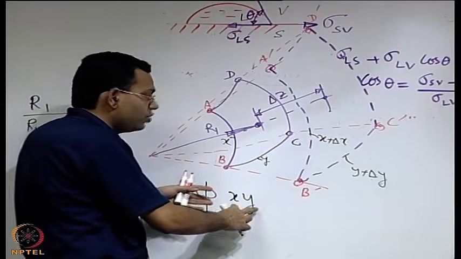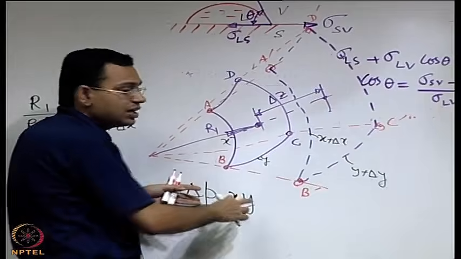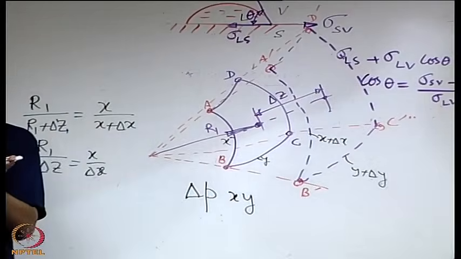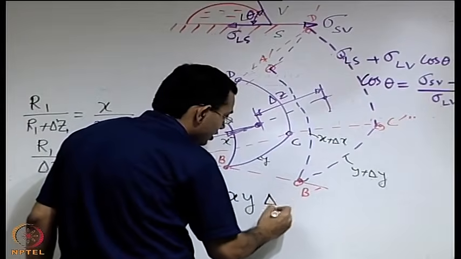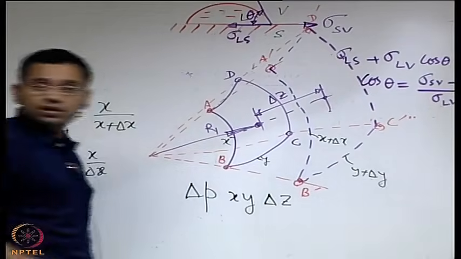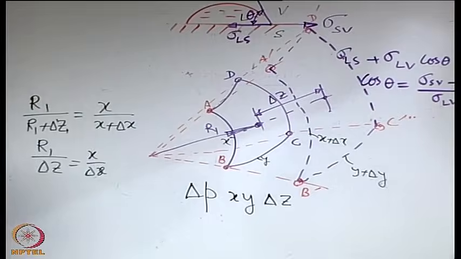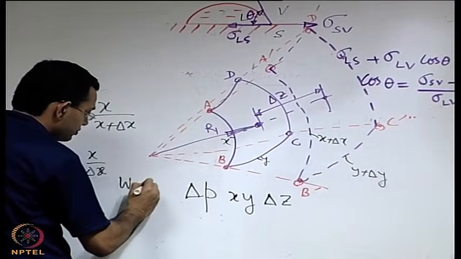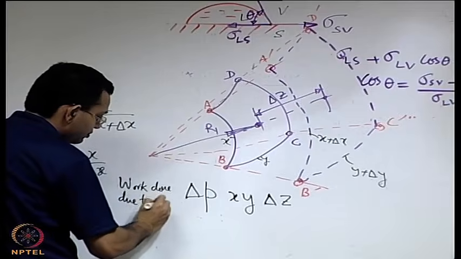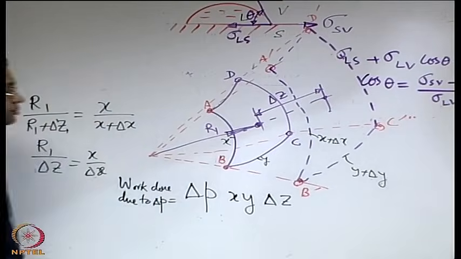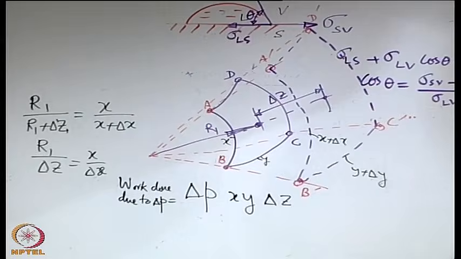So, delta P into xy is the resultant force because of the pressure differential between the inner and the outer surface of the membrane, and that times delta z is the work done because of the pressure difference. So, this is work done due to delta P. And that contributes to the surface energy.